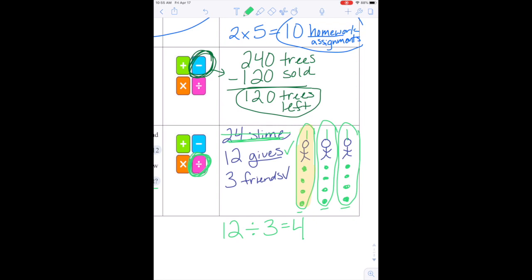So we would say each friend gets 4 buckets for slime containers.